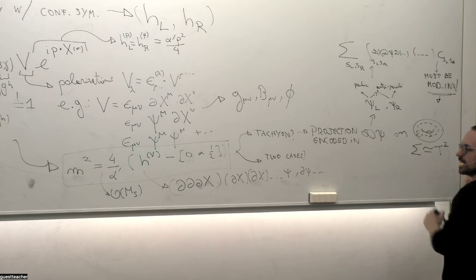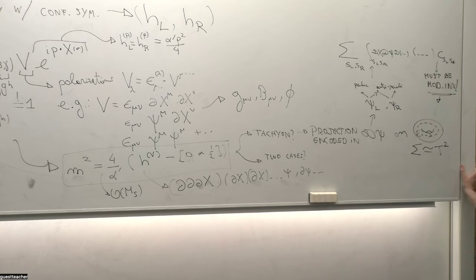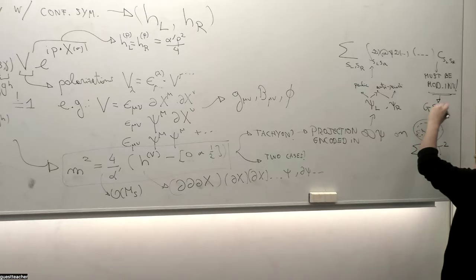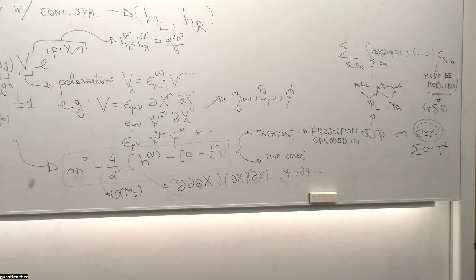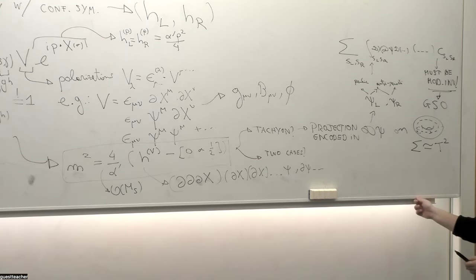These types of projections are called Gliozzi-Scherk-Olive projections, GSO. Right? There is at least a couple of other ways to understand these projections, but I'll leave it at that, unless you guys have any questions.